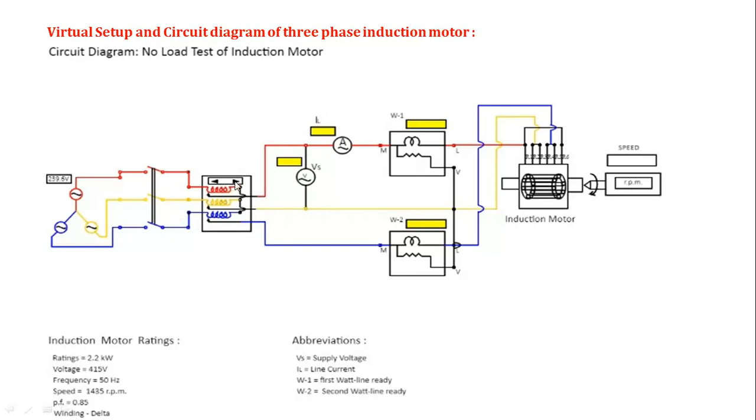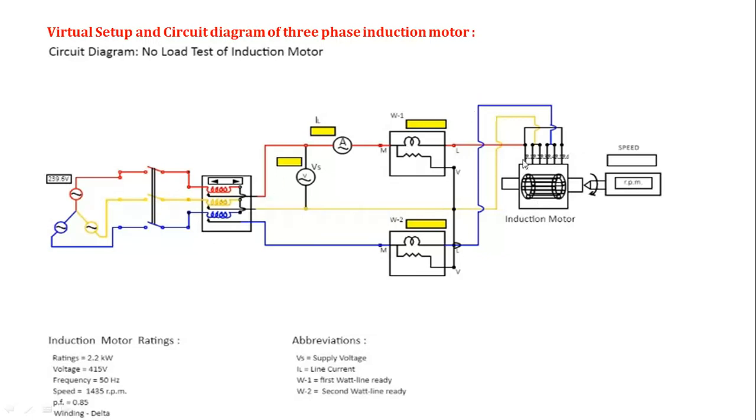This is used for increasing the voltage and this is used for decreasing the voltage, meaning this is the controlling knob. Here we can measure the voltage, here we can measure the current. This is the ammeter, this is the voltmeter, and this is the wattmeter. Here we are going to connect two wattmeters, W1 and W2, and all these are connected to the induction motor. So this is the three phase induction motor.